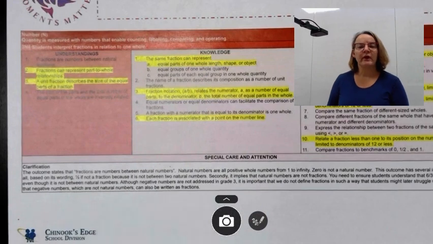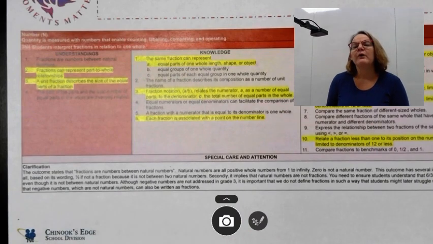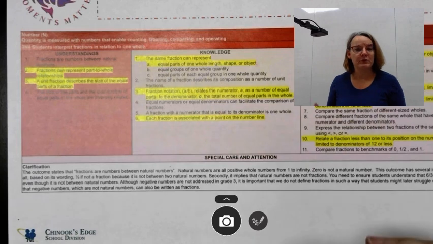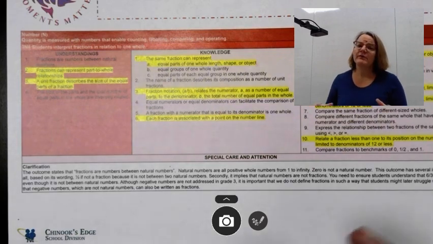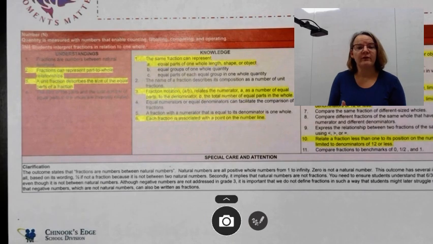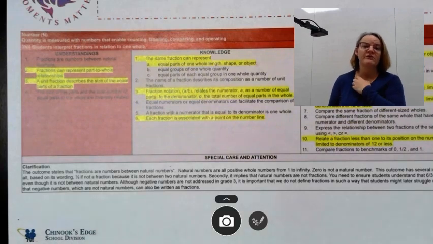Let's take a look at the special care and attention section. There is one of the cusps that indicates that fractions are numbers between natural numbers. There's a danger in the phrasing of that because it kind of implies that fractions only exist between natural numbers. They also exist at natural numbers. 8/4 is 2. And if we say that they exist between natural numbers, it might imply that 8/4 would not be a fraction because it doesn't exist between two natural numbers in that same sense.